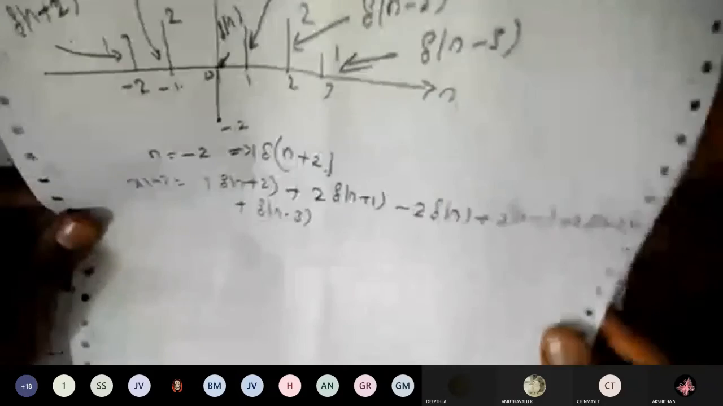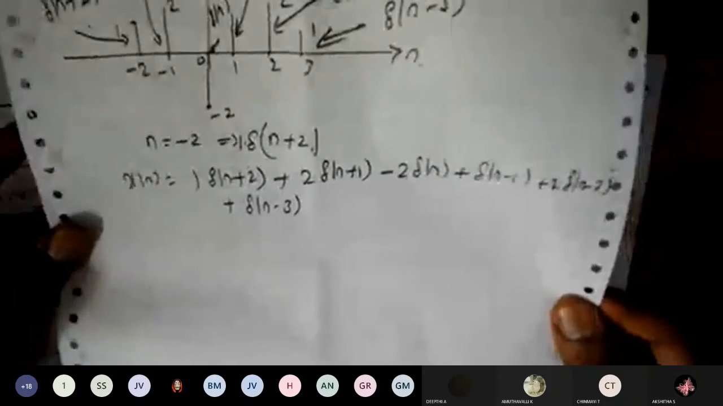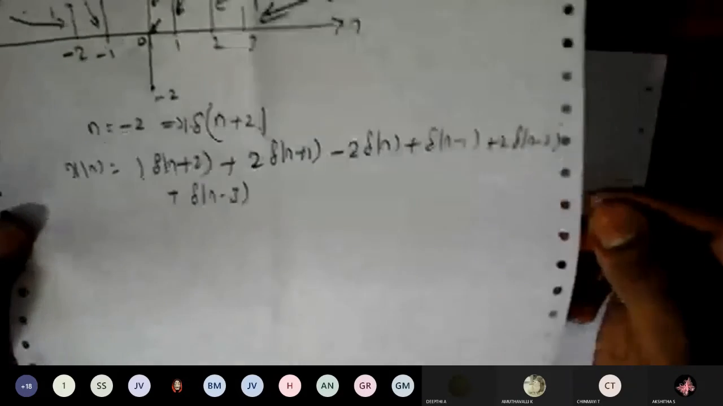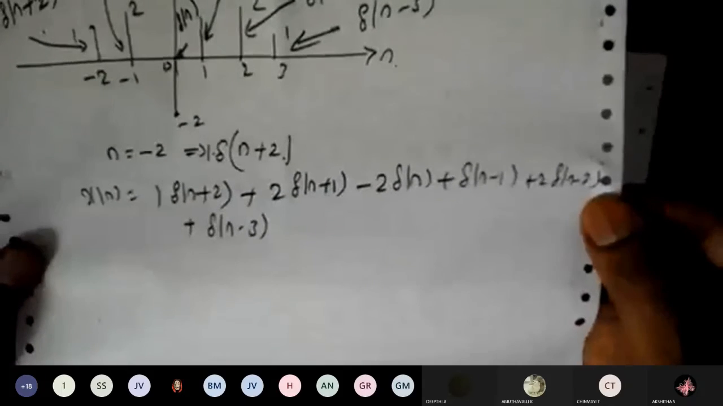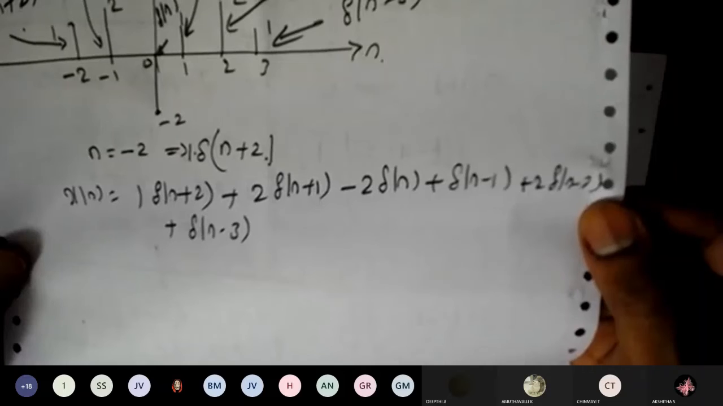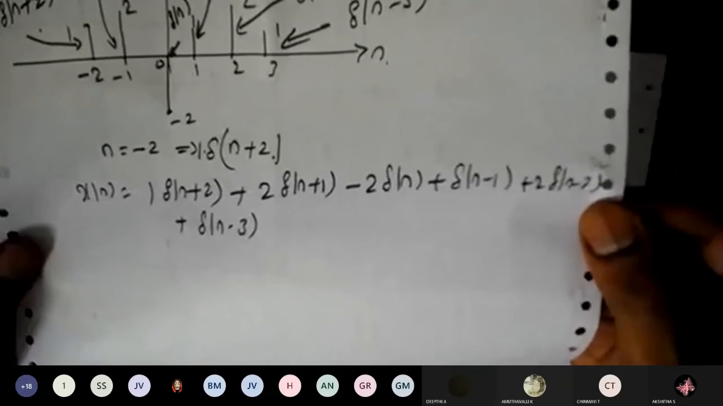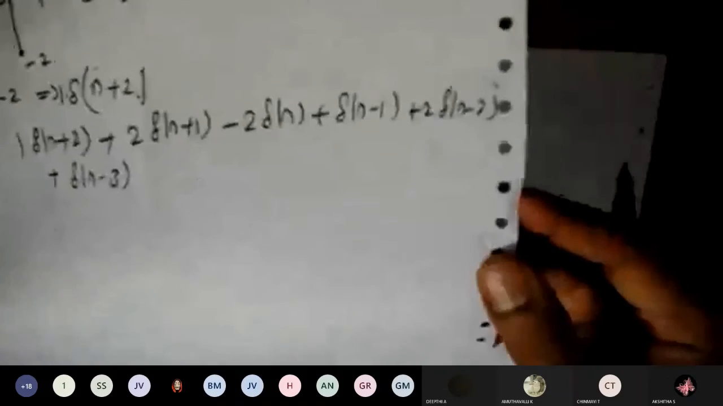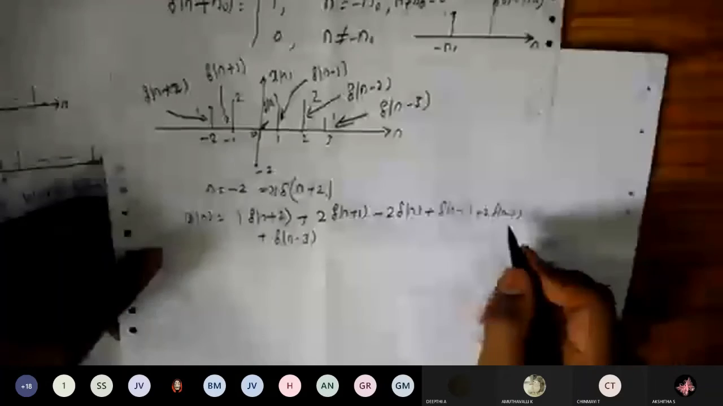Done. We can express any waveform in terms of the unit impulse function. We can express it like this. This is n minus 2.